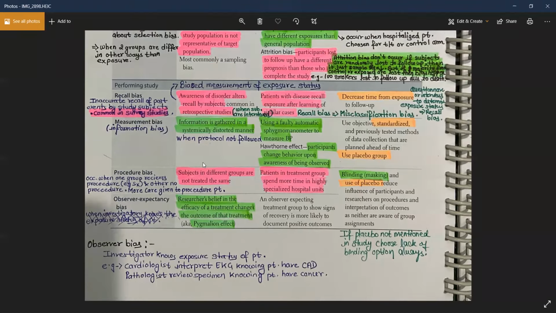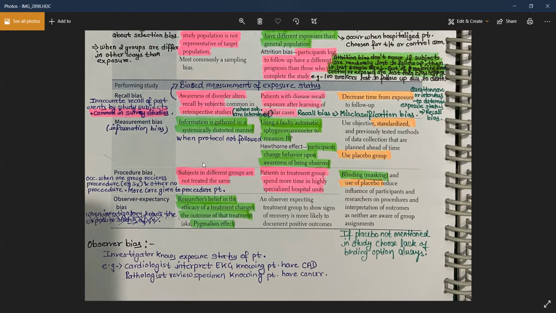Okay, so any doubts so far? You said the placebo effect is the same as the Hawthorne effect, like there also participants are changing their behavior? Yeah, exactly. It is a kind of Hawthorne effect. Then you said that we are using the placebo effect to reduce it, right?